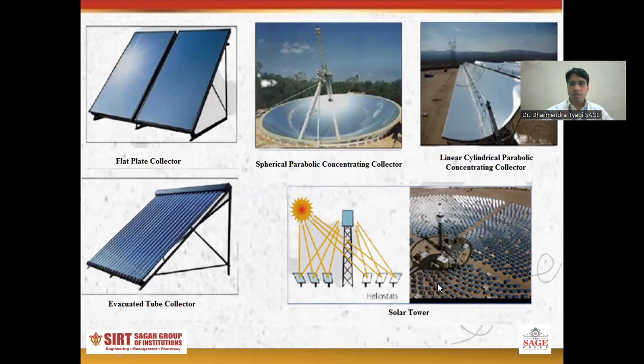So this is some basic information about solar thermal collectors.